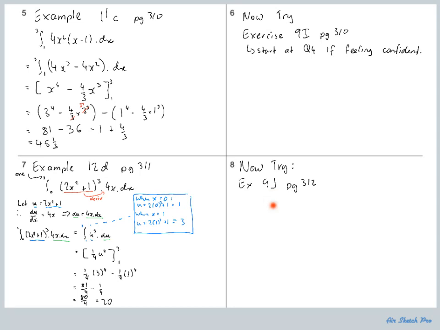But again, in 9J, you're looking for tools or patterns that you can use to solve the problem. Does anyone have any questions before I let you go?